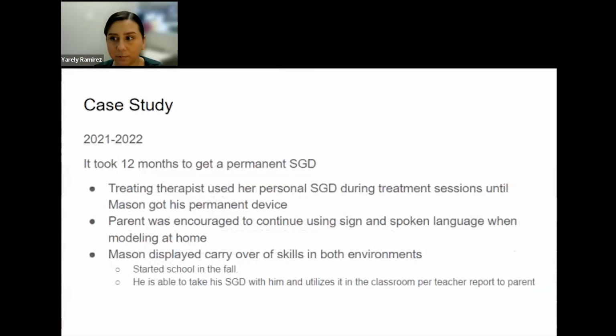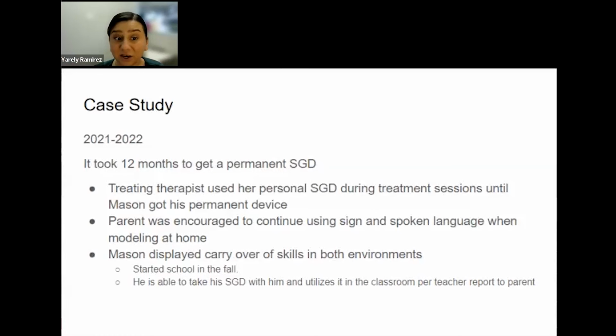Another mistake I made was I could have given the family a light tech copy of the speech generating device they were using. Now that I'm a little more into the career, I'm able to realize, oh yeah, I could have also done that. And despite the fact that he didn't have a speech generating device until 12 months after, he was still displaying carryover skills in therapy and at home.